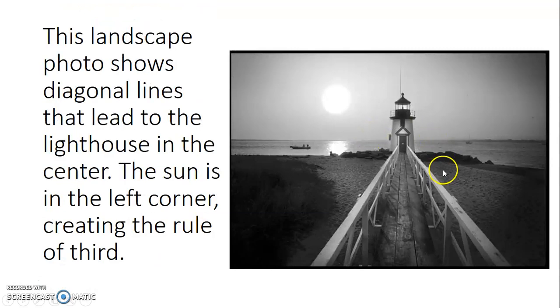In this landscape, there are diagonal lines that lead straight into the lighthouse, and on the left side there is the sun and the little boat, which is like a rule of thirds thing. But also, if you look on the far right, there is another little boat which kind of contrasts the sun and the other boat. And then there are more rocks on the right side than the left, which also balances it out.